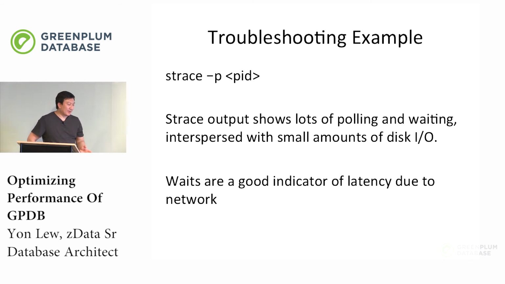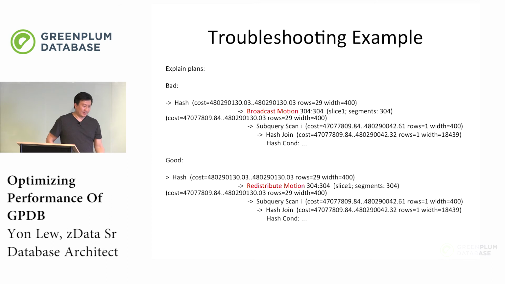So if you see a pattern like that, that is a primary indication of latency due to network. If it's disk I/O, you can usually see something in the system logs, something like XFS messages or process blocked for more than 120 seconds.